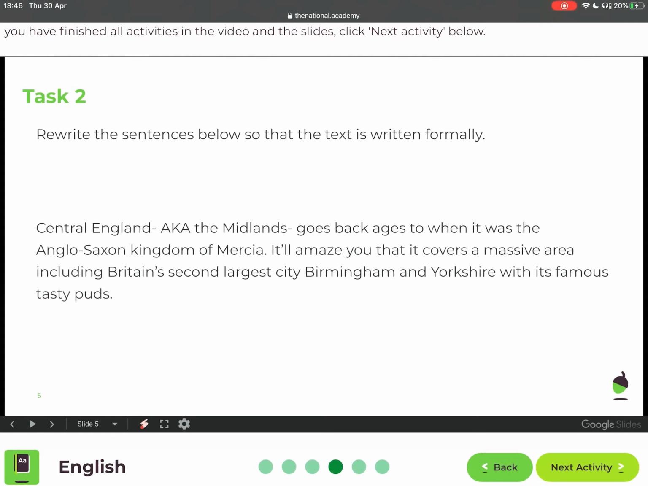Central England, aka the Midlands, goes back ages to when it was the Anglo-Saxon Kingdom of Mercia. It'll amaze you that it covers a massive area, including Britain's second largest city, Birmingham, and Yorkshire with its famous tasty puds. So this is what I put. Central England, also known as the Midlands, dates back to the Anglo-Saxon Kingdom of Mercia. It covers a vast area, including Britain's second largest city, Birmingham, and Yorkshire, with its renowned puddings. Of course, yours might be different than the teacher's, but as long as it's similar, that's alright.